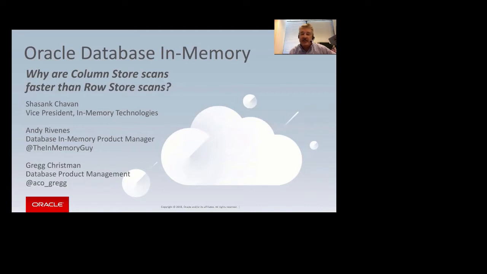He's going to help moderate the questions and make sure we try to get all of the questions answered that we can. So the agenda for today is basically to go through a few slides, kind of cover why column store scans are faster than row store scans. I have a short demo for you, and then we're going to turn it loose for questions.